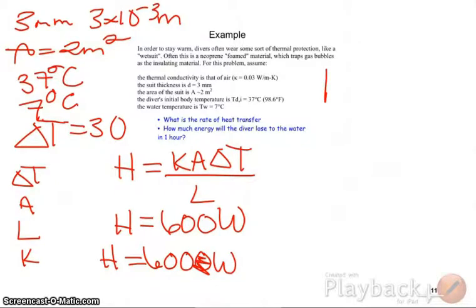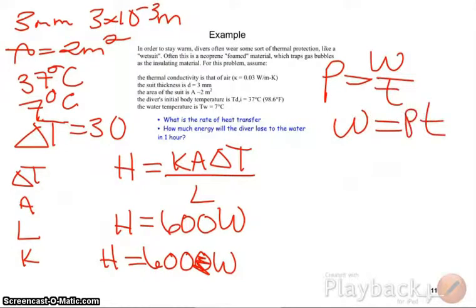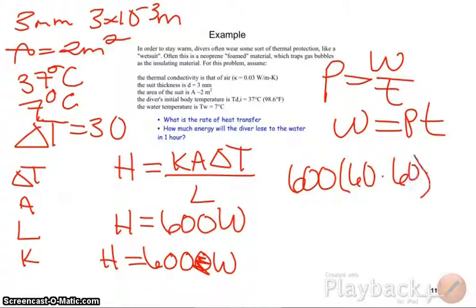Well, power, or H in this case, is work divided by time. So we're looking for energy, which is power times time. So 600 times the time in seconds for 1 hour. Well, that's 60 seconds in a minute and 60 minutes in an hour. That gives us 600 times 60 times 60, which is 2,160,000 joules of energy.